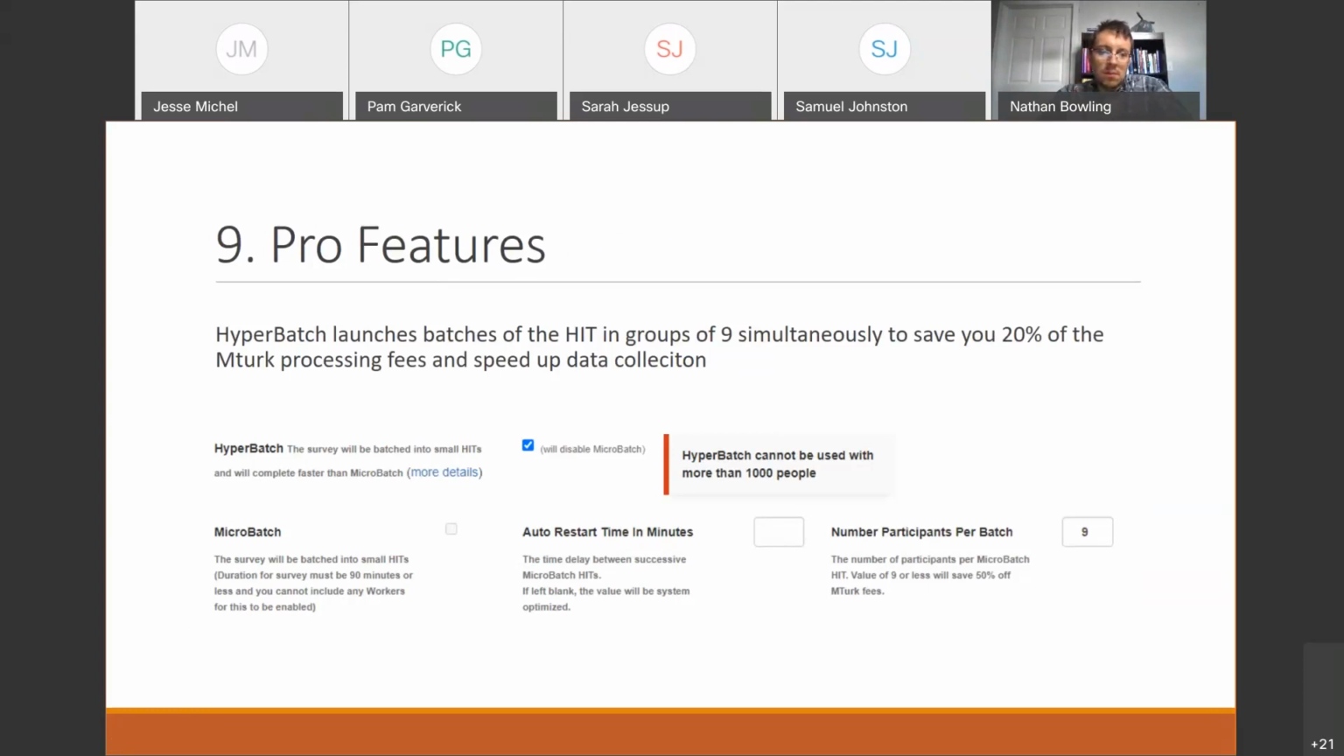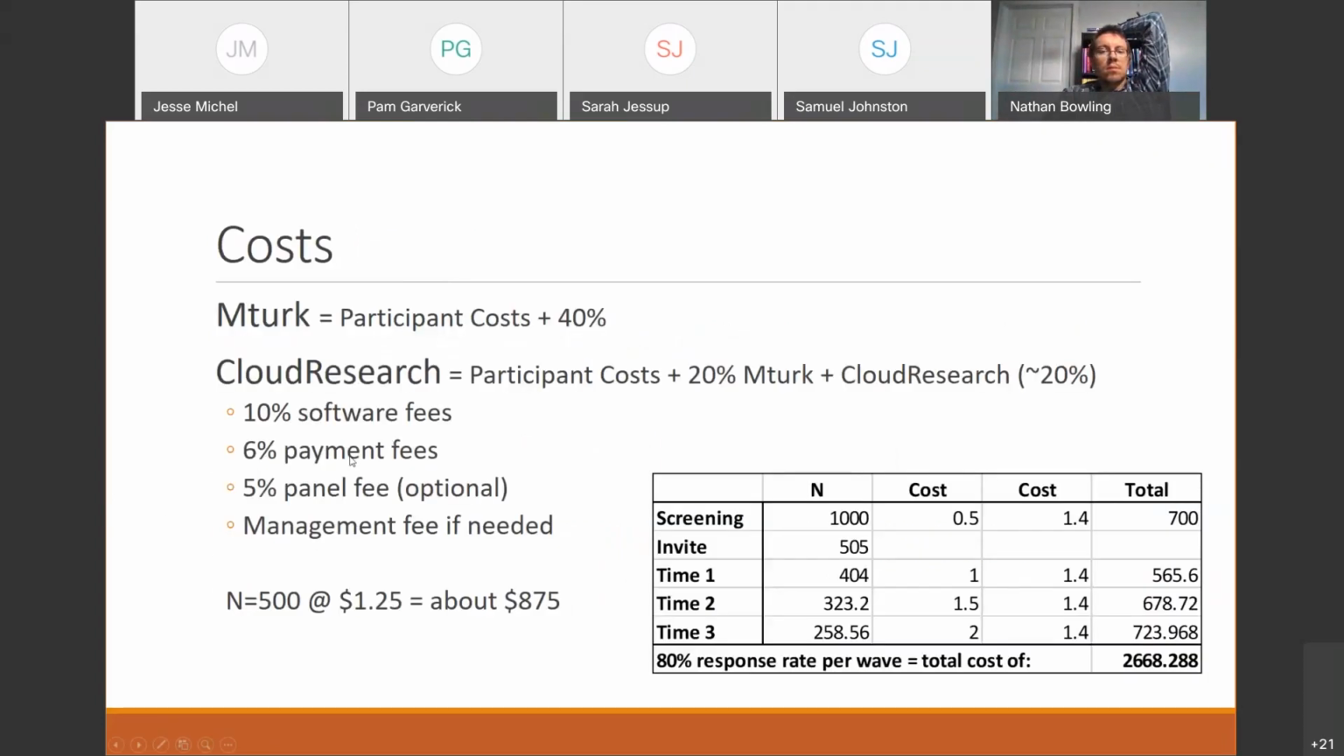So these folks basically created a way to do what they call hyper batches. So if you have 1,000 participants that you want to partake in your study, they would create 112 hits or batches that each include 9 participants. And they launch them simultaneously. And that way you only have to pay Mturk 20%. So you pay that lower fee, which is great. But then they charge you back that 20% in their administrative fees. So this is a cost.